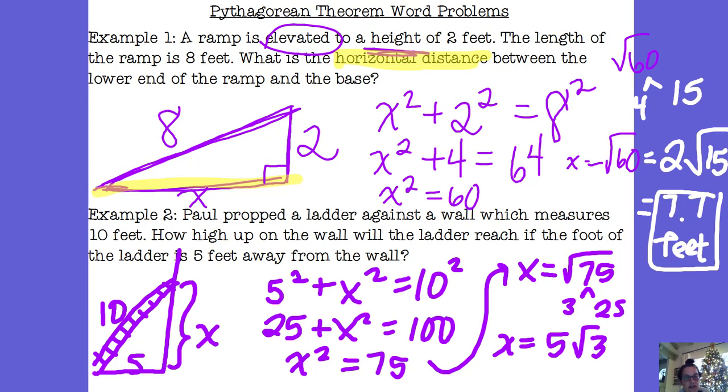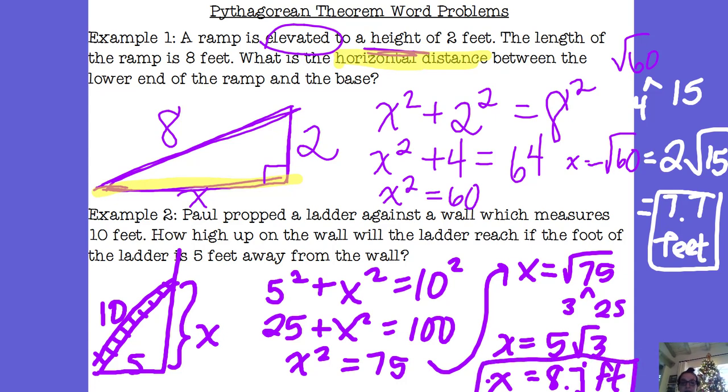If I had asked you to keep the answer in simplest radical form, that is your answer, 5 root 3, simplest radical form. If I had asked you to round to the nearest tenth, that means you're going to type it into your calculator and get a decimal. 5 root 3 is 8.66, so rounded to the nearest tenth would be 8.7. And then in units, that's feet, 8.7 feet, because it's an actual length. So 8.7 feet.